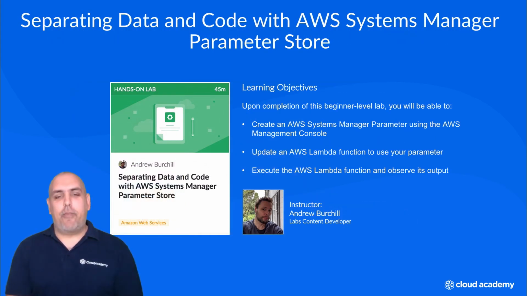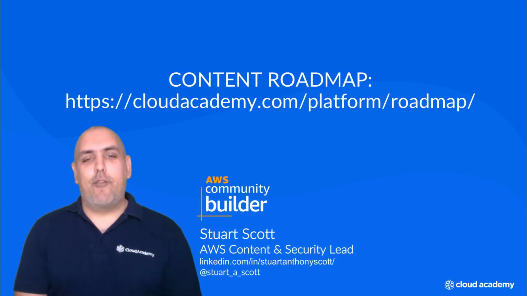Finally, Andrew has also published a lab that deals with separating data and code with AWS Systems Manager Parameter Store. In this hands-on lab, you will see how to create a parameter and learn how to access your parameter in AWS Lambda. Upon completion of this beginner-level lab, you will be able to create an AWS Systems Manager parameter using the AWS Management Console, update an AWS Lambda function to use your parameter, and execute the AWS Lambda function and observe its output.